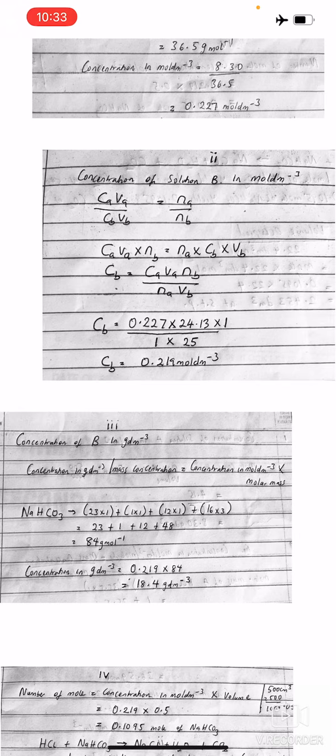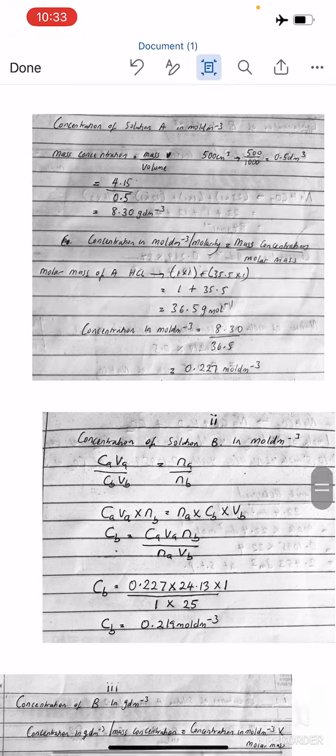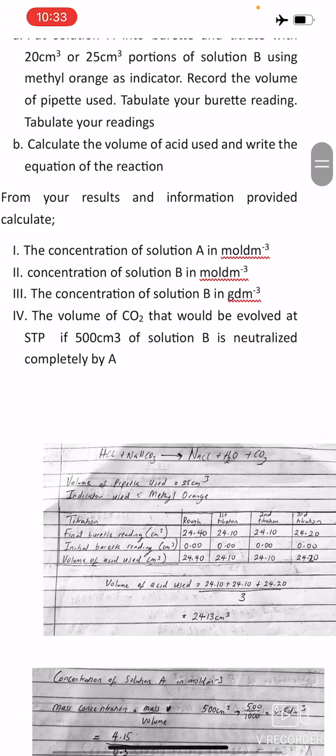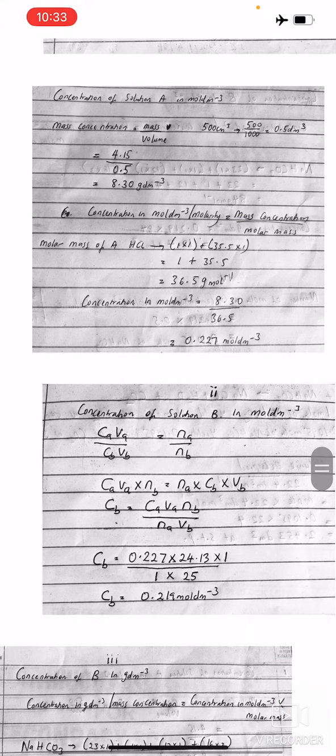So we are looking for the concentration of solution B. If I now make CB the subject of the formula, it will be CAVANB over NAVB. And the answer is 0.219 mole per dm³. Now, don't forget too, for my CB, the answer is also in 3 significant figures. Don't forget, your answer must be in 3 significant figures.